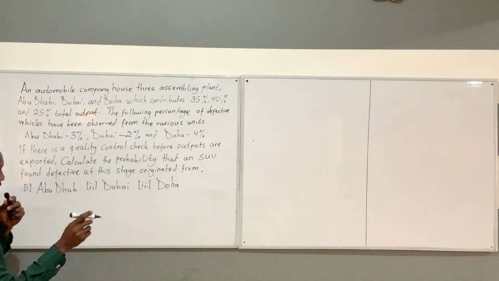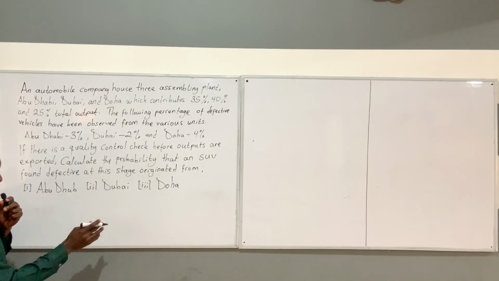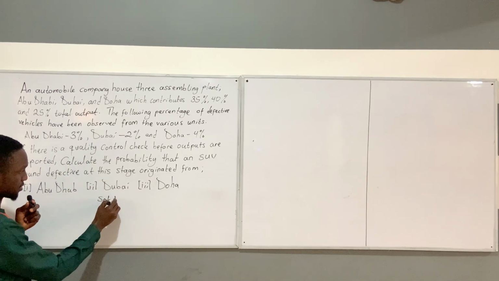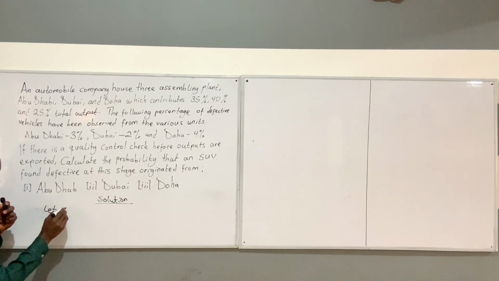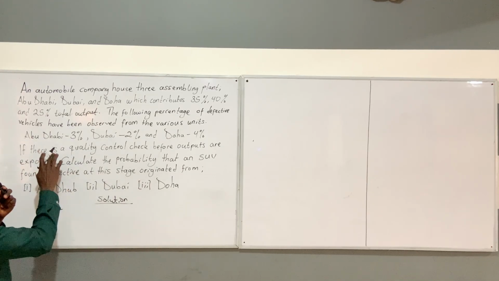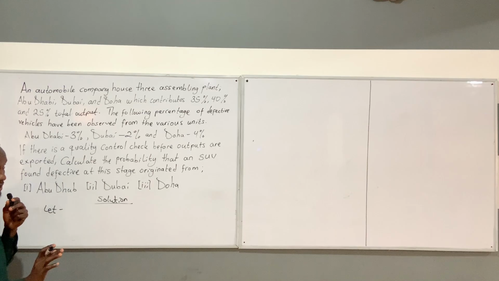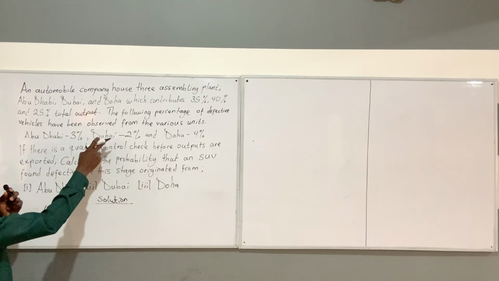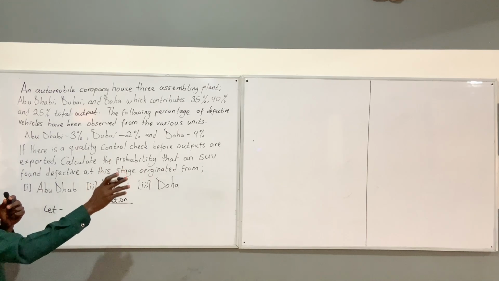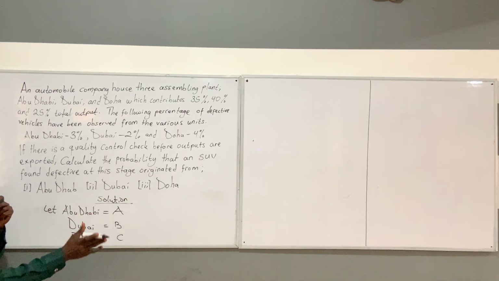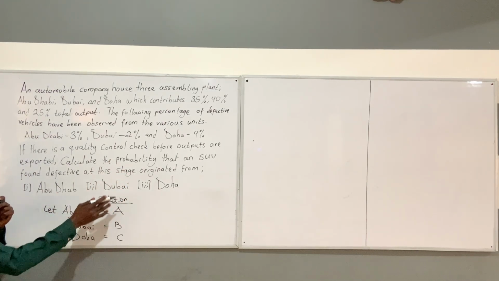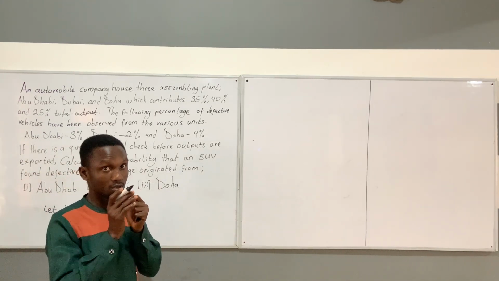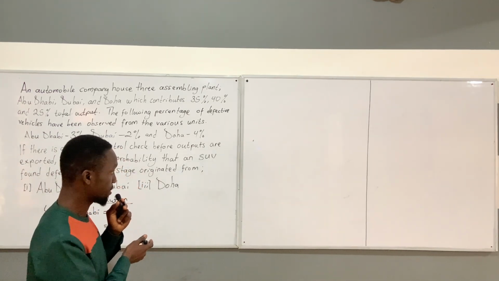So to solve this, the first thing that we will do is to put down our data. Our solution becomes: let plant Abu Dhabi, the first one, be equal to A. Then let plant B be equal to Dubai and plant C be equal to Doha. Now that we've represented the various plants with these variables, the next thing we'll do is to draw a diagram to explain whatever we have here.